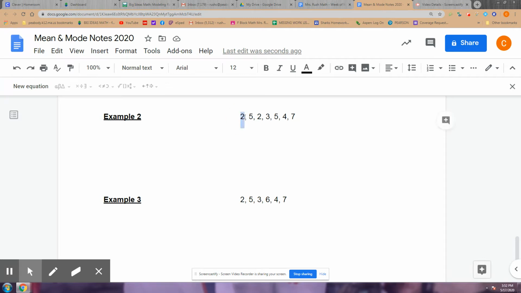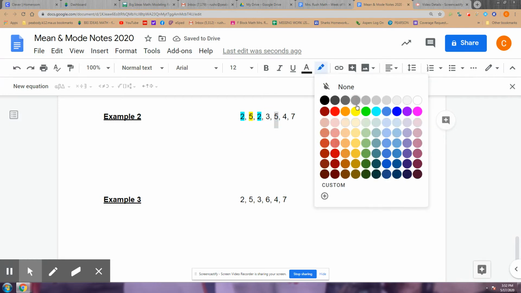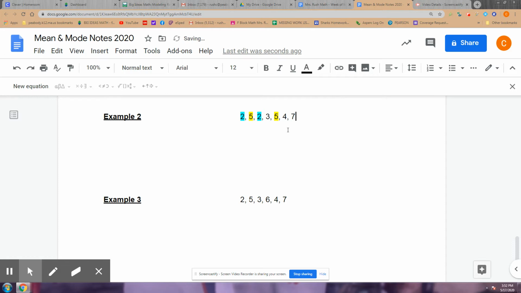So right away I see that we have 2 2s. Let me highlight those for you in like a teal. And then again, I also have those 2 5s. And then the other 3 numbers are just there only once. 3, 4, and 7 don't repeat. So since there's 2 5s and 2 2s, we're going to have 2 modes. So you would say the mode is 2 and 5.